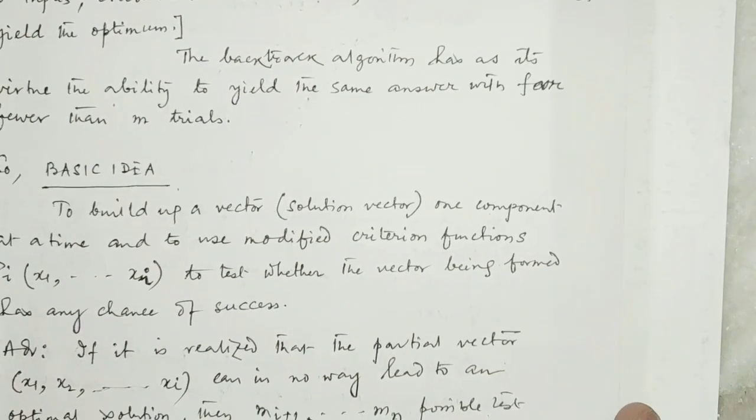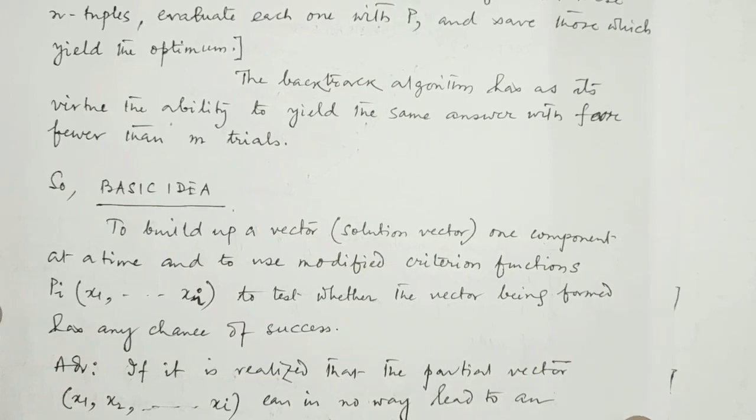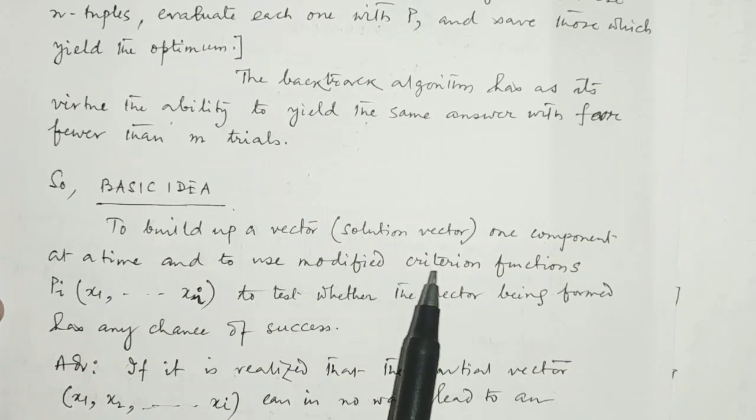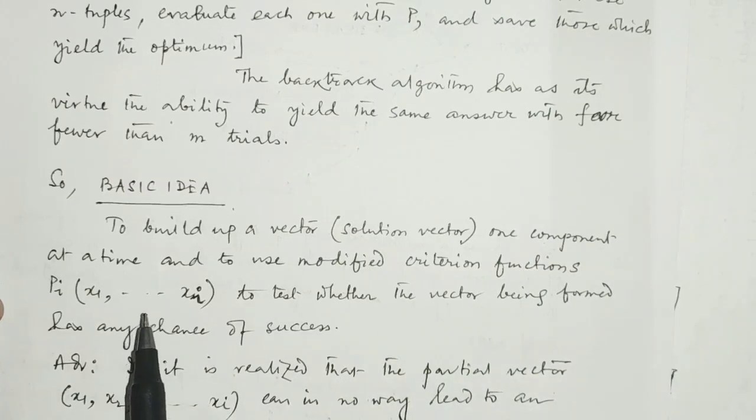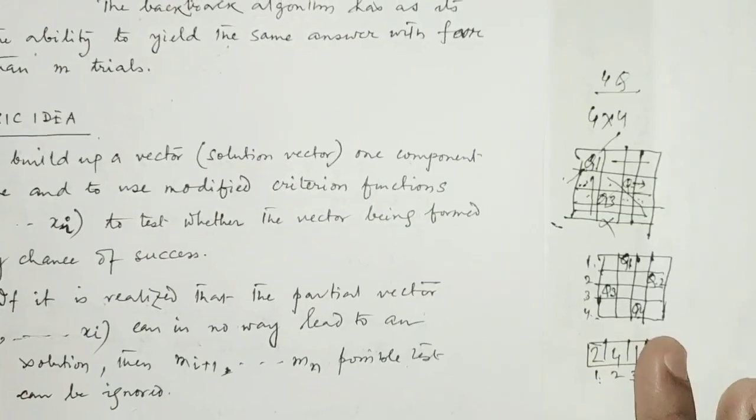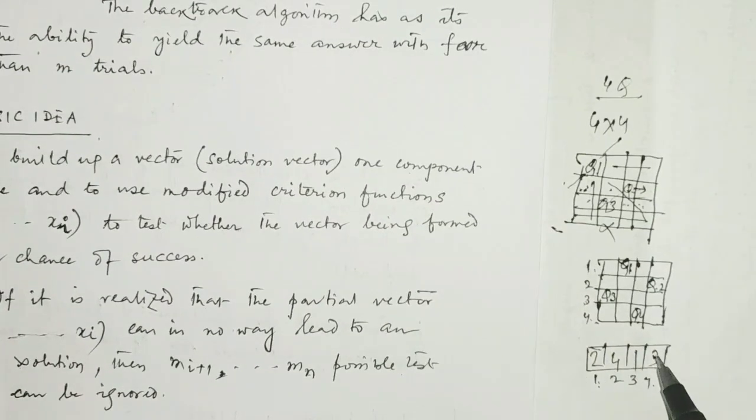So here, we build up a vector which is called the solution vector, one component at a time, and use modified criterion functions pi to test whether the vector being formed has any chance of success. That means I have written here the complete solution, but it comes after some trials.